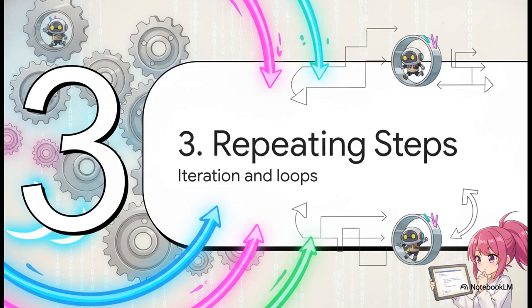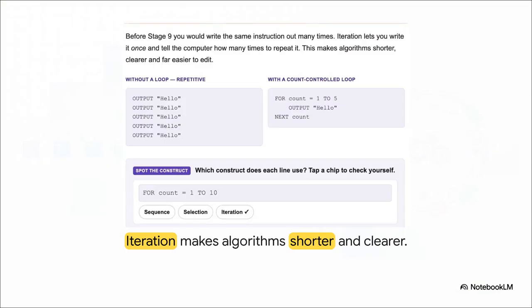Section 3. Repeating steps with iteration. Our third building block is iteration, which is really just the fancy computer science term for doing something over and over again. Look at the repetitive code on the left. Imagine having to type out the same instruction 1,000 times. It's messy, and honestly, it's just super boring. But over on the right, iteration lets you write that instruction exactly once, and you just tell the computer exactly how many times to loop it. It makes your code way shorter, super clear, and saves you from a massive headache.